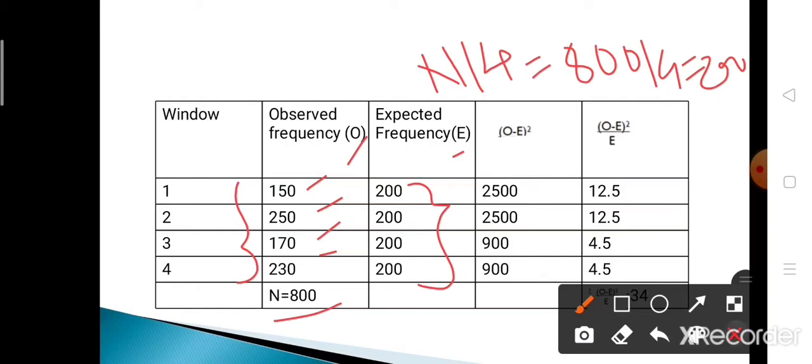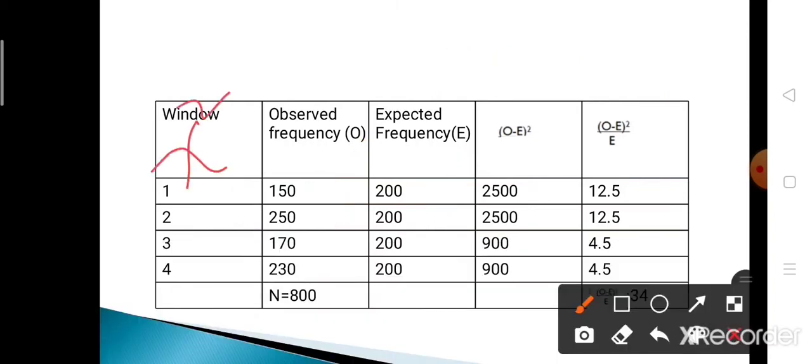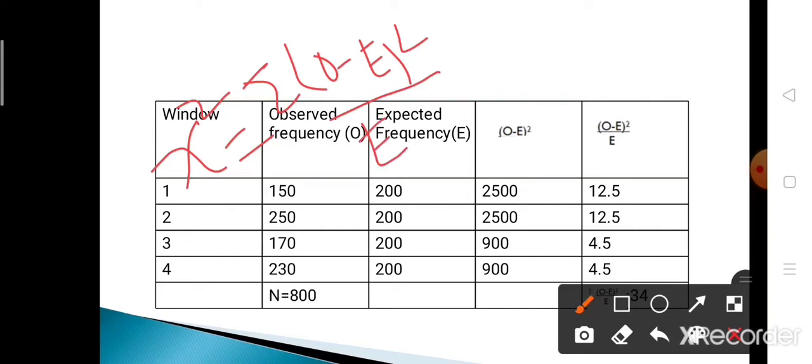Now, what is the formula for calculating the test statistic? The formula is chi-square is equal to summation (O minus E) square divided by E. So, make the column (O minus E) square divided by E. So first make the column (O minus E) square, then (O minus E) square divided by E. So take the total of the last column, then we will get the value of the test statistic.